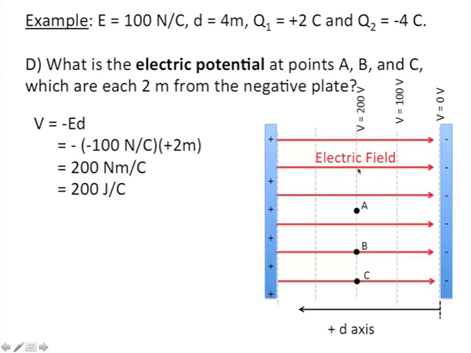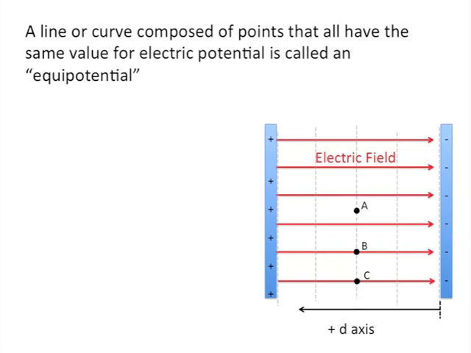And so over here, this dashed line, everywhere along that line, every point on that line has an electric potential of 200 volts. A line or curve composed of points that all have the same value for electric potential is called an equipotential line, or an equipotential. So these dashed lines that are drawn here, these are equipotentials.